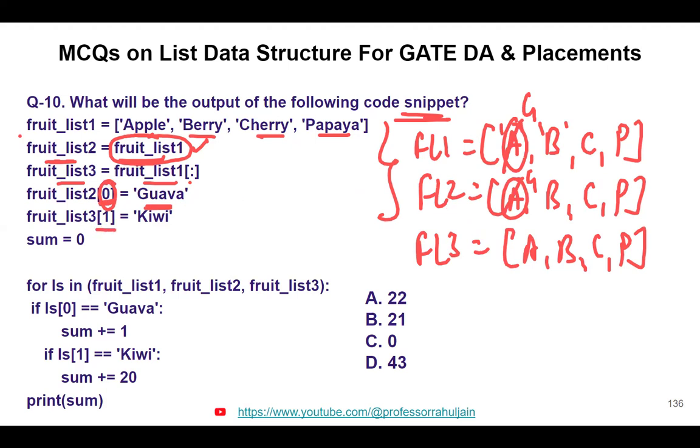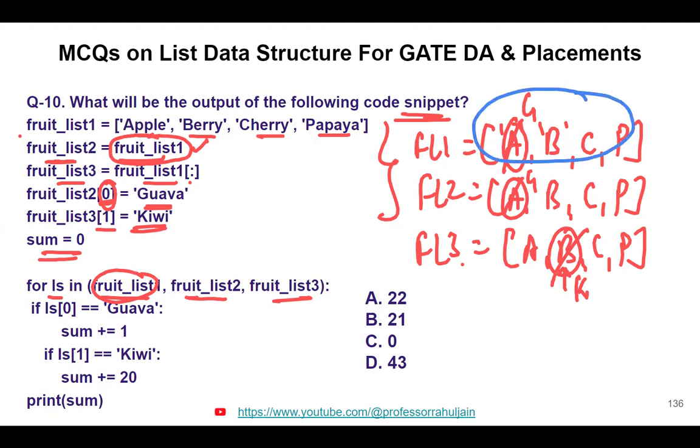And here fruit list 3[1] equal to kiwi. So in the third list, the first index, that is this berry, is updated with the new fruit, kiwi. So here it is kiwi now. Okay. Now initially the sum is 0. We are putting all the lists in the for loop, and for each list we need to check list[0]. Currently we are talking about the first list. In this first list, the 0th element is guava.